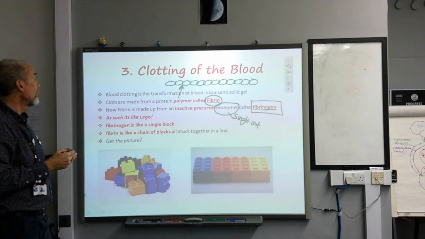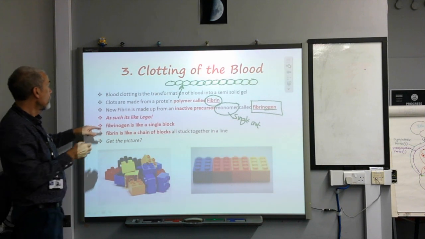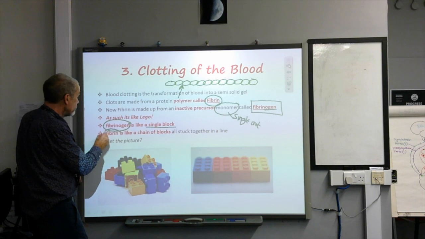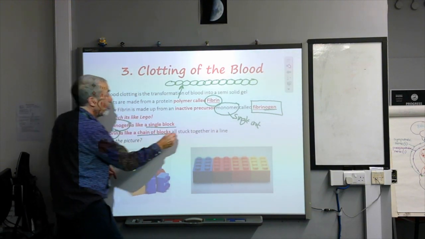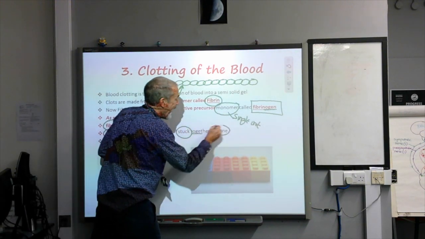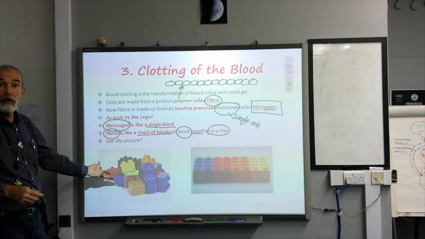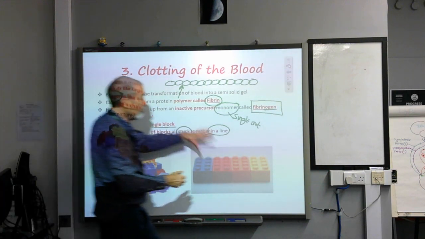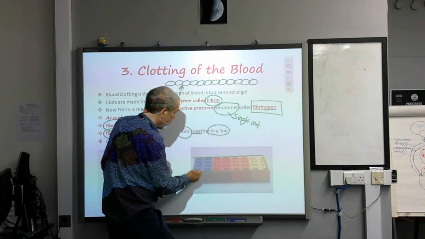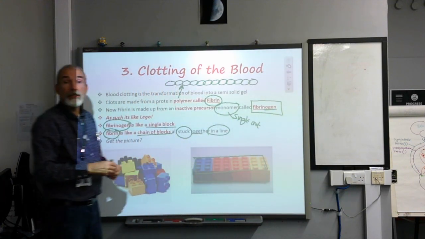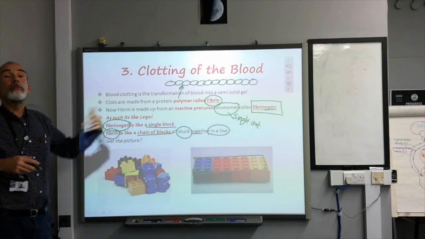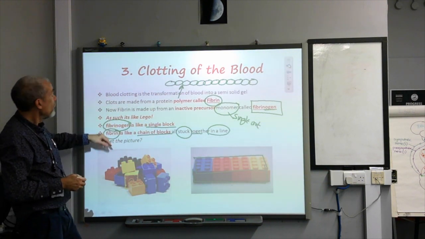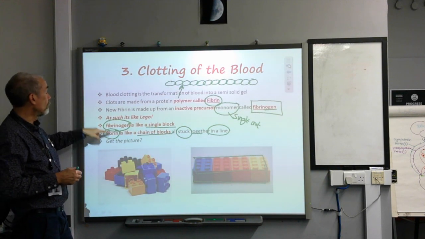Fibrinogen. Okay? So let's think of it like Lego. Fibrinogen is a single Lego block. Fibrin is a whole chain of blocks all stuck together in a line. Fibrinogen floating around, monomers, single blocks on their own. Fibrin, whole chain of blocks, all in a line, all glued together. The third stage of blood clotting basically changes these single bricks, fibrinogens, into this long polymer called fibrin.